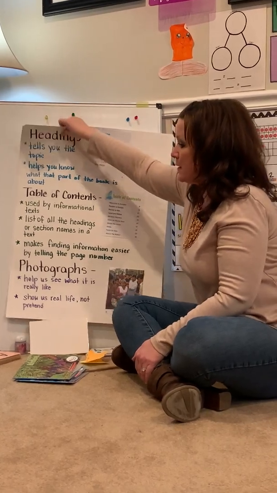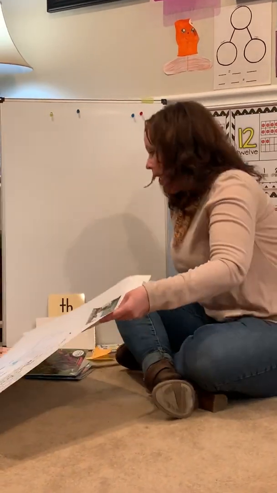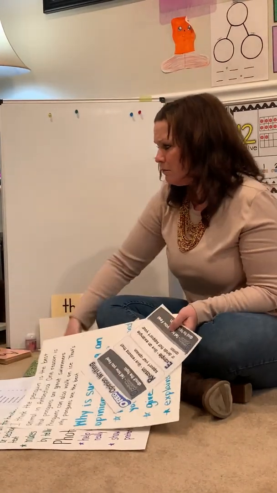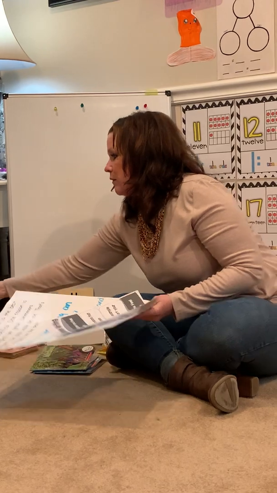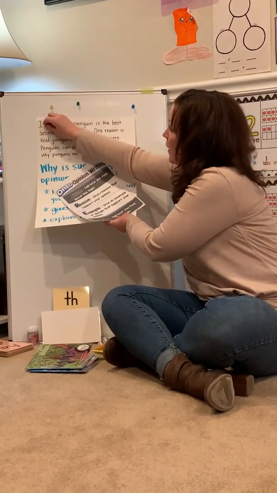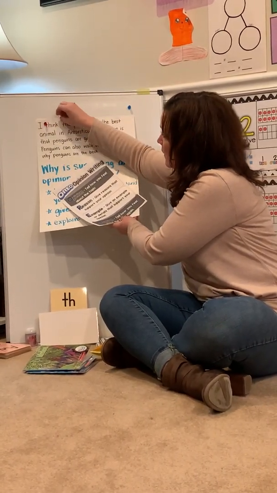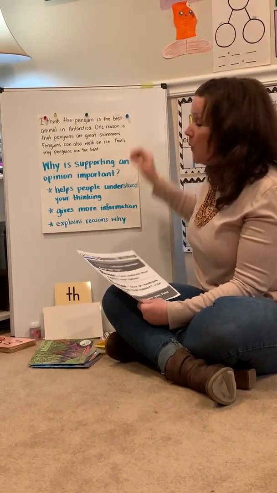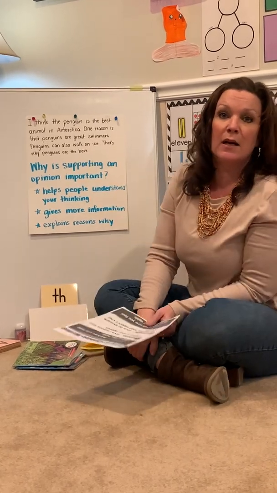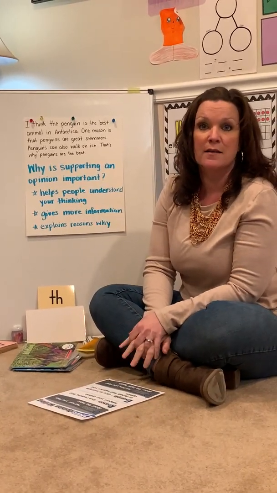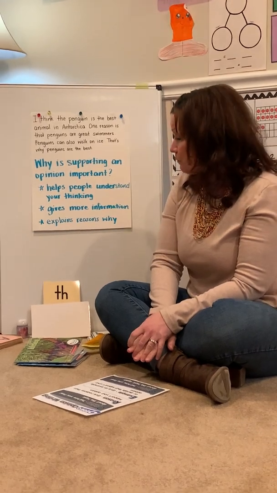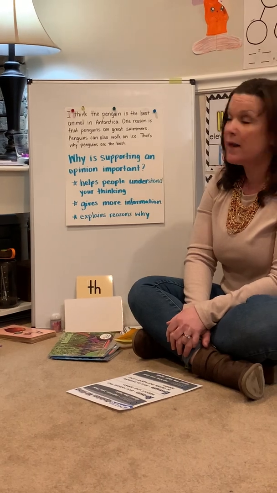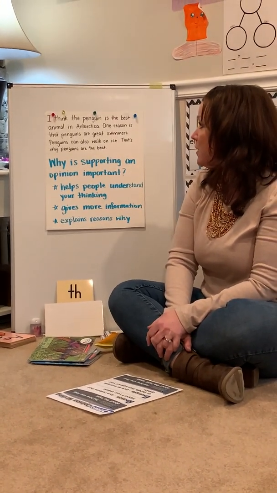And that was about our opinions, right? We learned opinions in opinion writing when we were learning about Europe and Asia. Now we're going to continue understanding opinions even more as we practice in our text about Antarctica and Africa. So I wrote an opinion for you. It says, I think the penguin is the best animal in Antarctica.